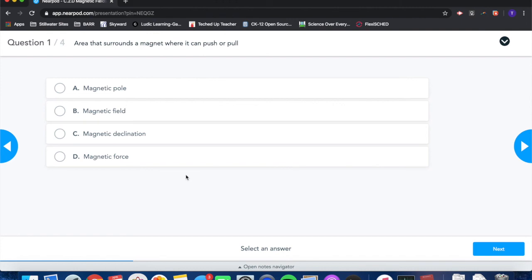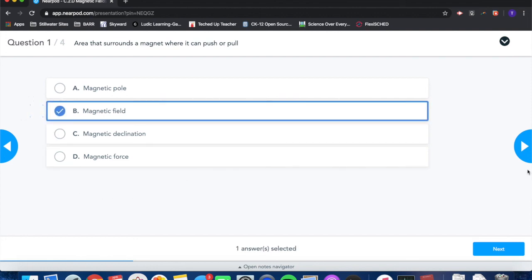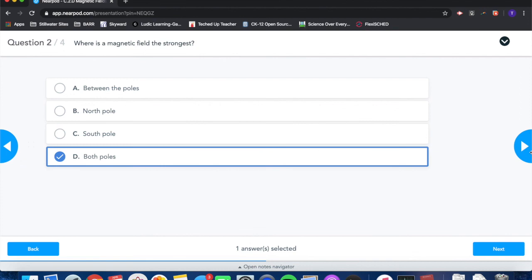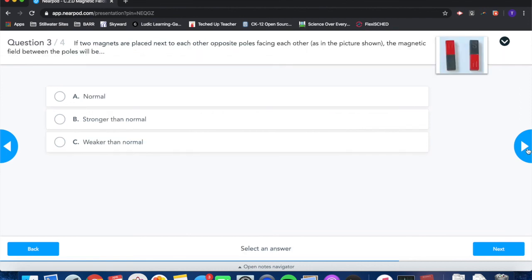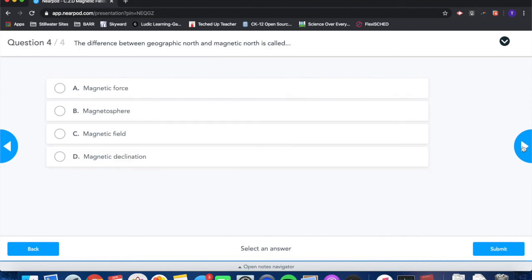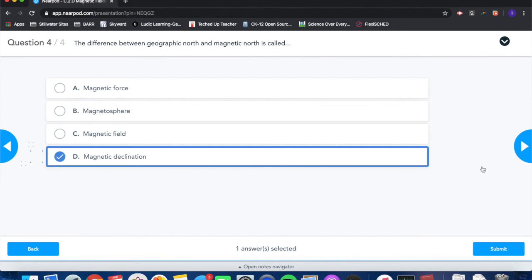The area that surrounds a magnet where it can push or pull is its magnetic field. Where is a magnetic field strongest? It is strongest at both poles of a magnet. If two magnets are placed next to each other with opposite poles facing each other, as shown in this picture, the magnetic field between the poles would be stronger than normal because opposite poles are attracted to each other. The difference between geographic north and magnetic north is called magnetic declination.